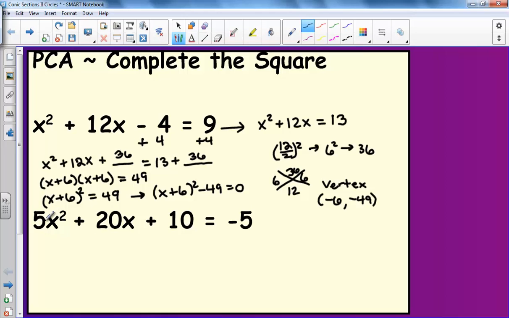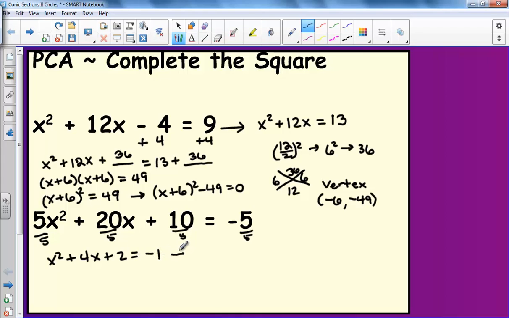When my a value is not 1, I'm going to make it 1, and so we'll see when we get into circles how we can do something a little bit different. For this one, every part of this is divisible by 5, so I can actually just clear out my 5 completely here. If it didn't divide evenly into everything, then I would not want to do this, and we'll see that shortly. So that I have x squared plus 4x plus 2 is equal to a negative 1.